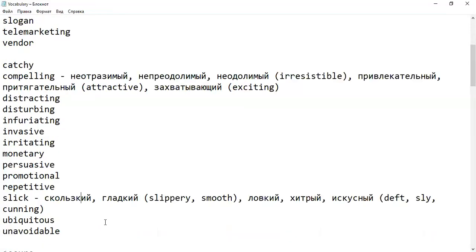Slick, slick can either mean slippery or, talking about advertising, it will mostly mean sly or cunning. Ubiquitous, well, this is what I call an IELTS word. So this means a concept that you can use quite often, but the word itself is an uncommon lexical item. Ubiquitous means widespread, everywhere. So, for example, mobile phones are ubiquitous, right? Or CCTV cameras, security cameras are ubiquitous in modern cities. Unavoidable or inevitable, there's also a clever word for this, something you cannot avoid.